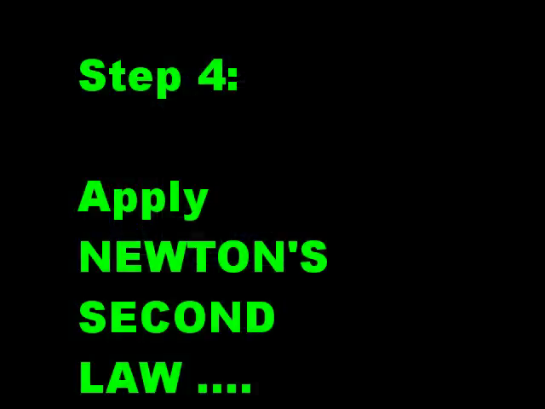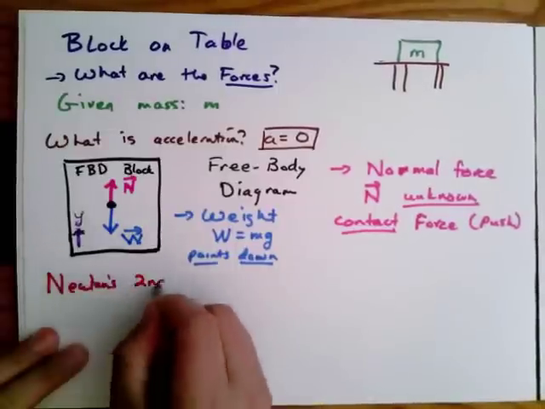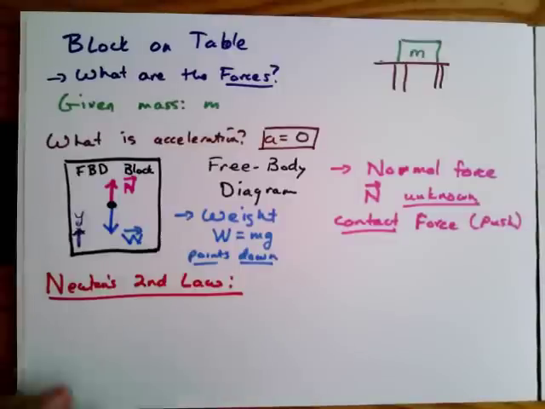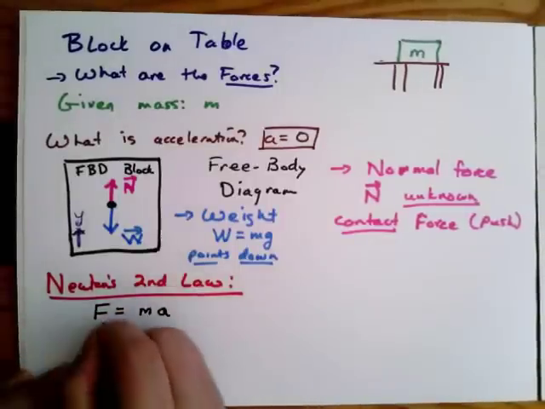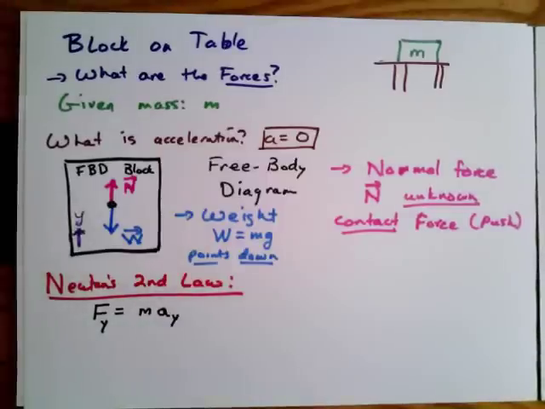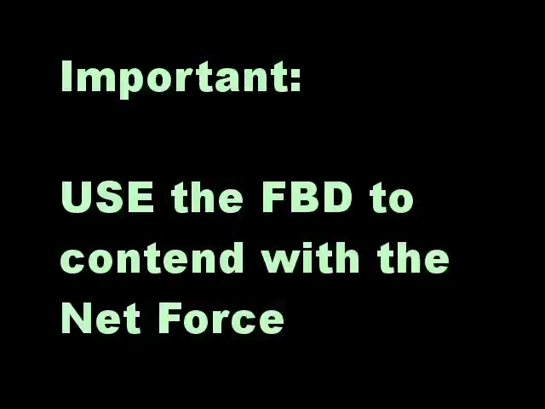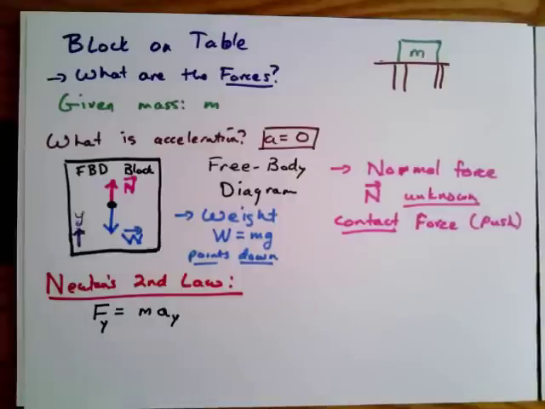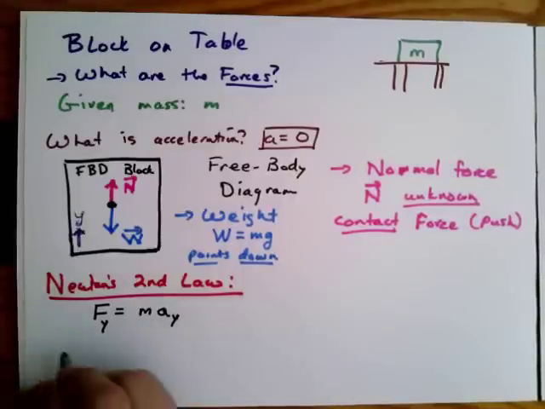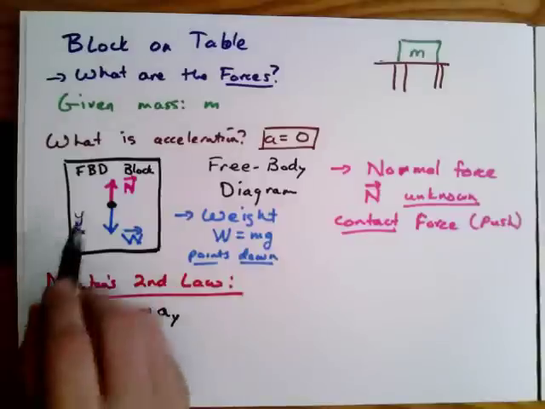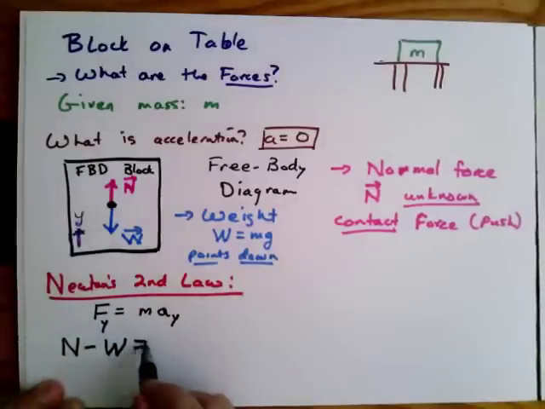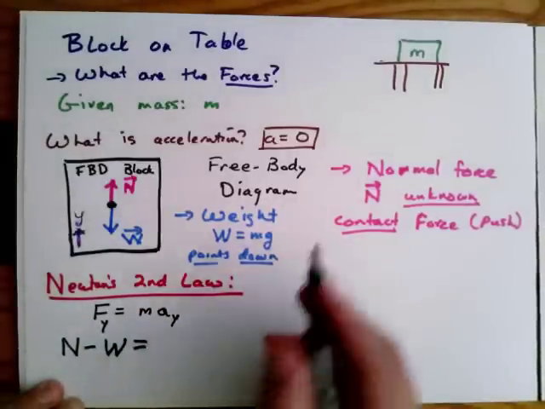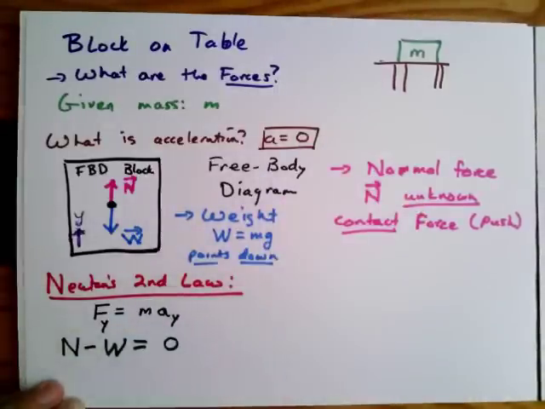Step 4, apply Newton's second law. F equals ma, Newton's second law. In this case, F equals ma is applied in the y direction. So the net force in the y direction is equal to the mass times the acceleration in the y direction. It is important to use the free body diagram to contend with the net force. In this case, the normal force points in the positive y direction, while the weight force points in the negative direction. So we add the magnitude of the normal force, and we subtract the magnitude of the weight force. Then we set that equal to the mass times acceleration, which is 0.